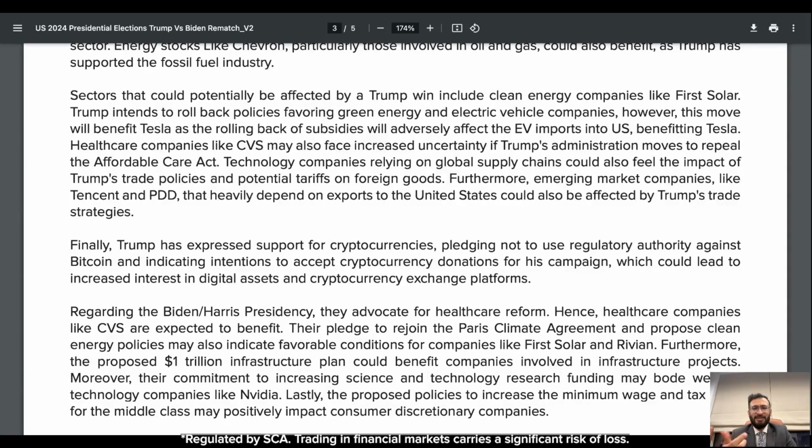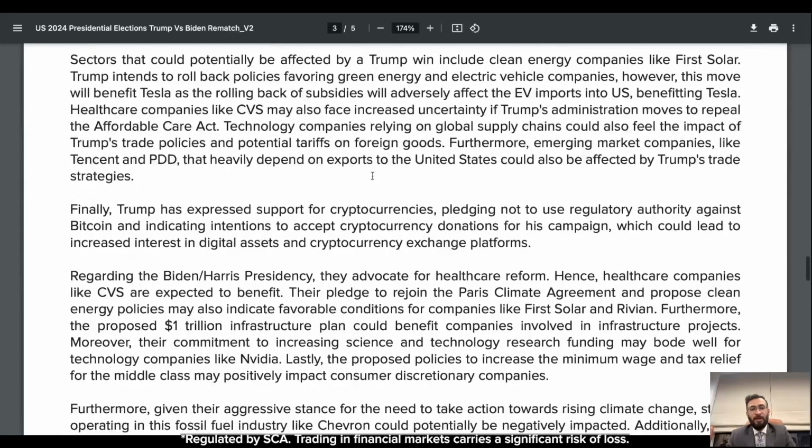Healthcare companies like CVS again might see some headwinds because Trump is more focused on removing the Affordable Care Act. Technology companies which are relying on global supply chains also could feel the impact of the trade policies, because last time we saw how Donald Trump put import duties on foreign goods and the imports were affected. It started a trade war between US and China, right? So these are some sectors which could get impacted.